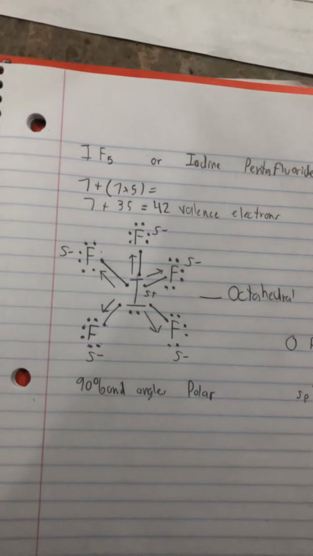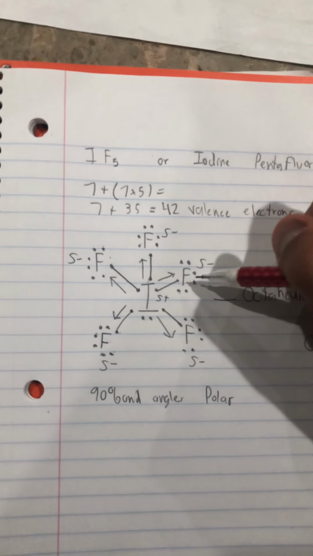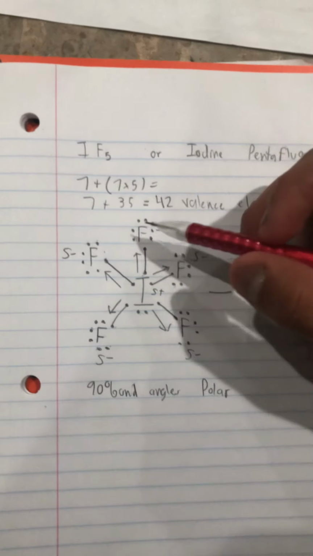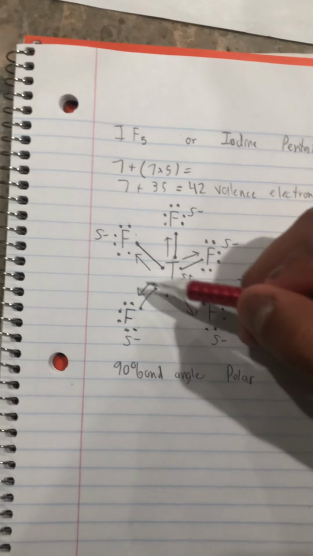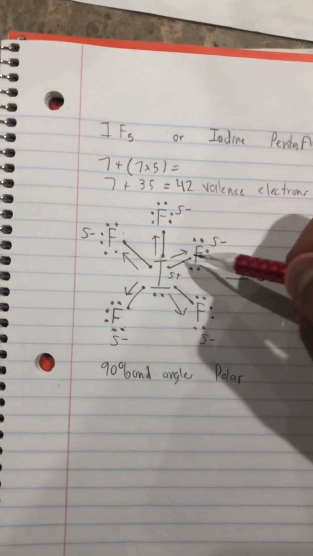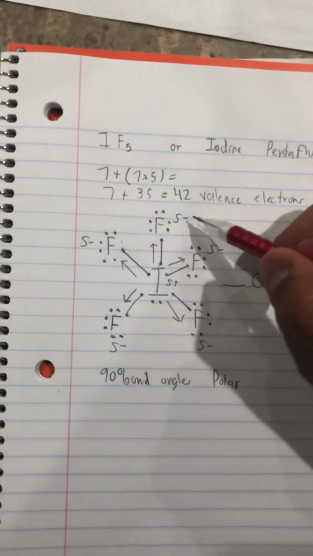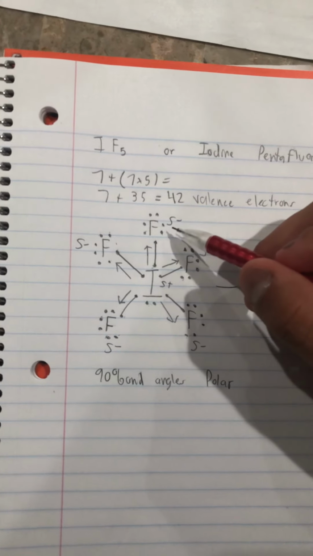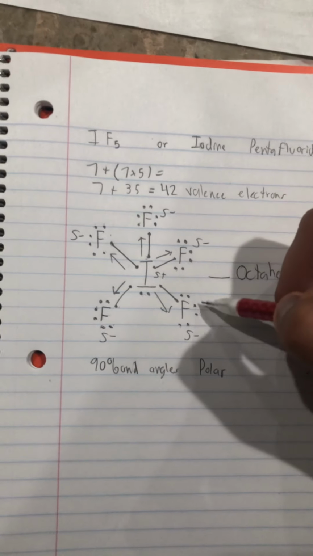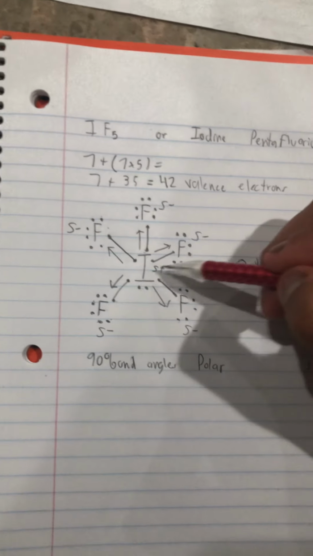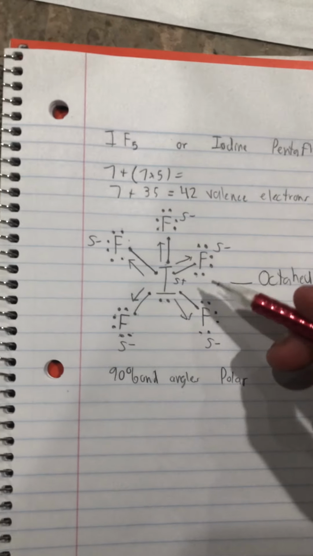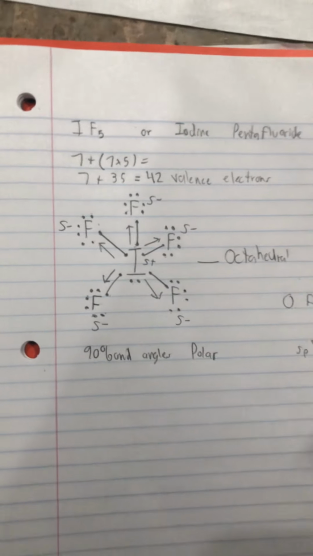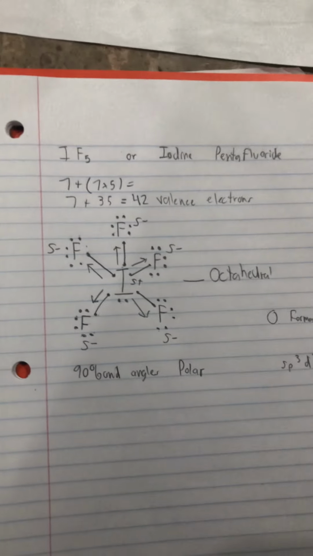Now for the polarity arrows, fluorine has a higher electronegativity, so they would point from the I to the F, as shown here. 1, 2, 3, 4, 5. And for the delta sign, it would be S negative because of the higher electronegativity, so 1, 2, 3, 4, 5, and S positive for the lower electronegativity. And also, I forgot to mention earlier that all these were single bonds. And this can be represented by the 3D molecule of this.